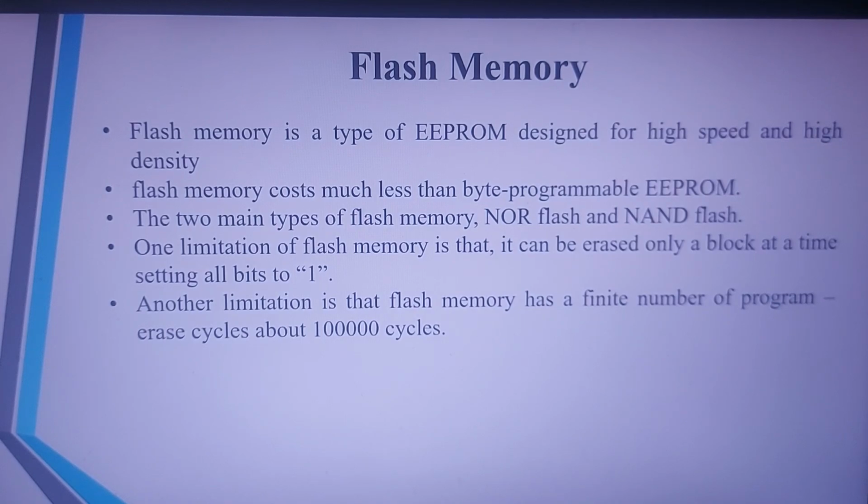So the operation will be much faster because a block of memory is accessed. But that itself becomes a limitation of flash memory: it can be erased only by block, setting all bits to 1 in a particular block. We cannot change one particular bit or byte of the memory address space. All the bits will be made 1, or all the bits will be made 0. These flash memories have around 1 lakh cycles, or 100,000 cycles, of lifetime.